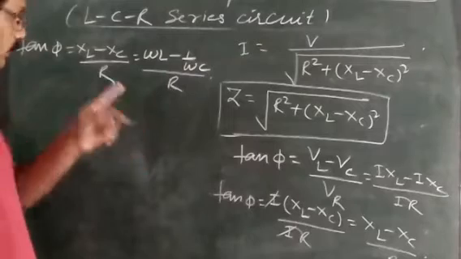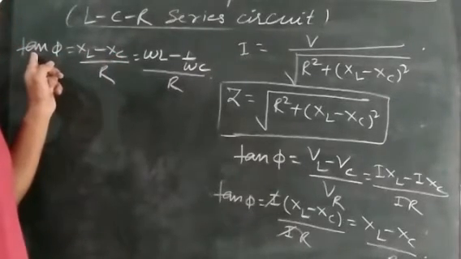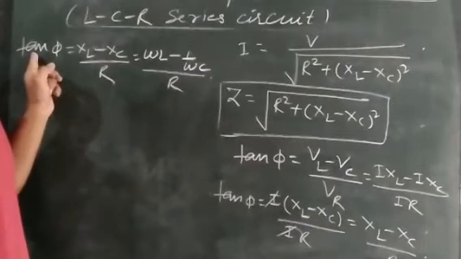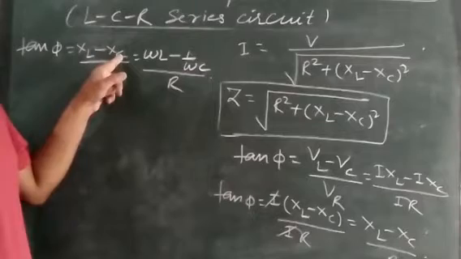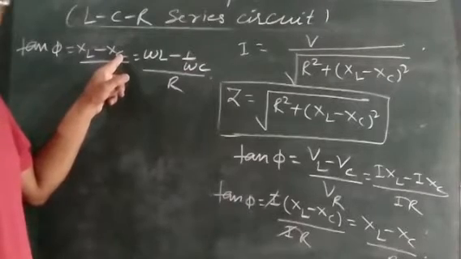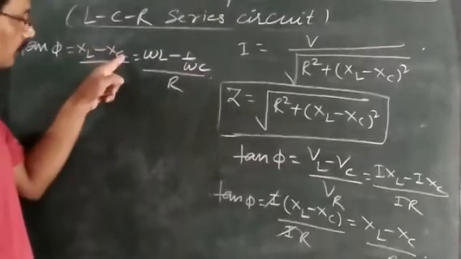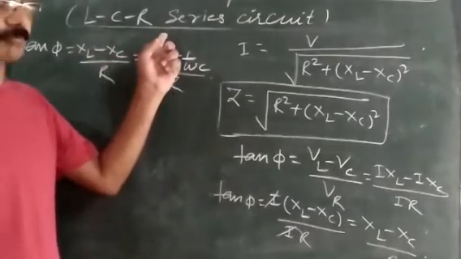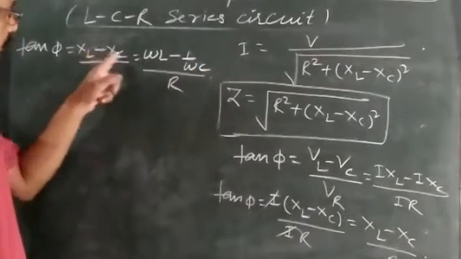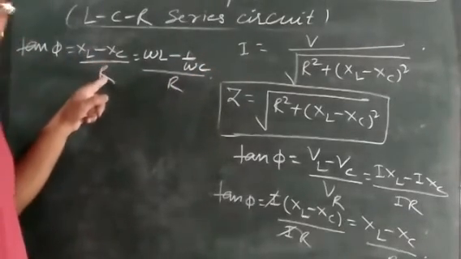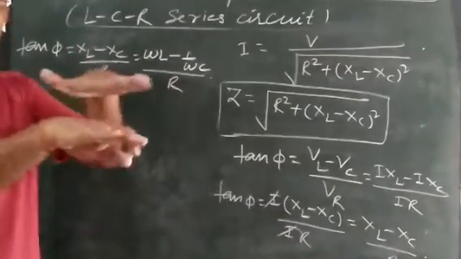So there are three possibilities. XL greater than XC, tan phi positive, voltage leads the current I. XL less than XC, it means tan phi negative, it means applied voltage lags behind the current. And when XL is equal to XC, अभी मैंने previous video बताया था कि if XL is equal to XC, then in this case tan phi becomes 0. It means applied voltage and current both will be in same phase.